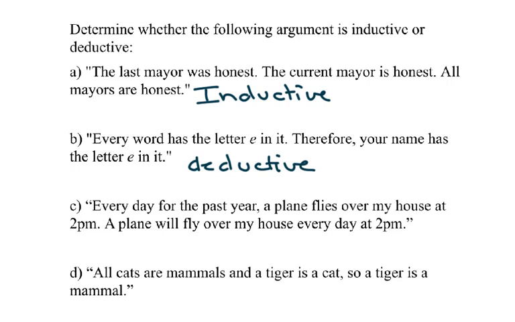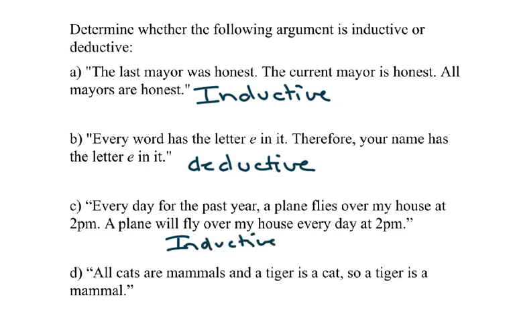Every day for the past year, a plane flies over my house. That's very specific. We have 365 specific details of a plane flying over your house. To then make the conclusion that a plane will fly over your house every day at 2 p.m. is very general. In general, this is what is going to happen in the future. And so that's an inductive reasoning.